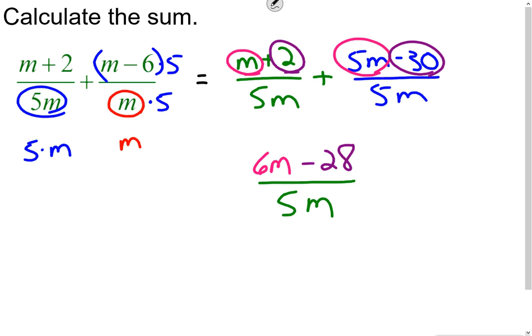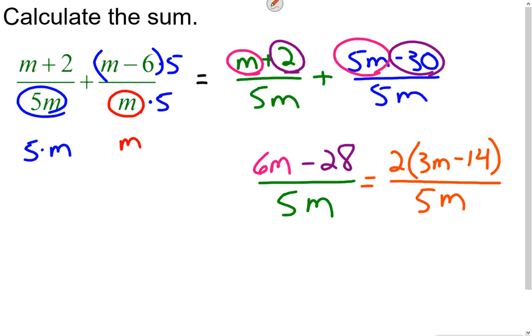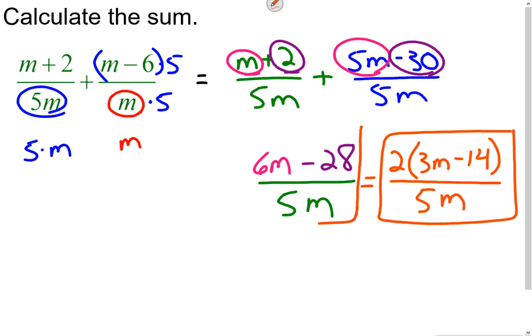Now, sometimes you want to look and see if you can simplify. To do that, we'd want to factor the numerator. And when I look at that, I see that 2 is a common factor to both, so I could factor the 2 out, and then I'd be left with 3m minus 14. That's still over 5m. And notice there's no common factors that are going to divide out. So I could leave my answer as this in factored form or this where it's multiplied.